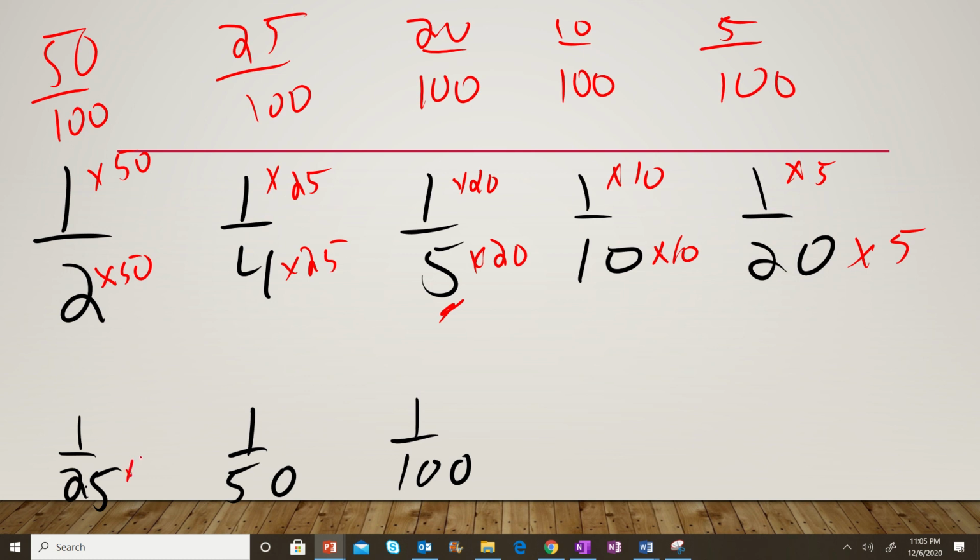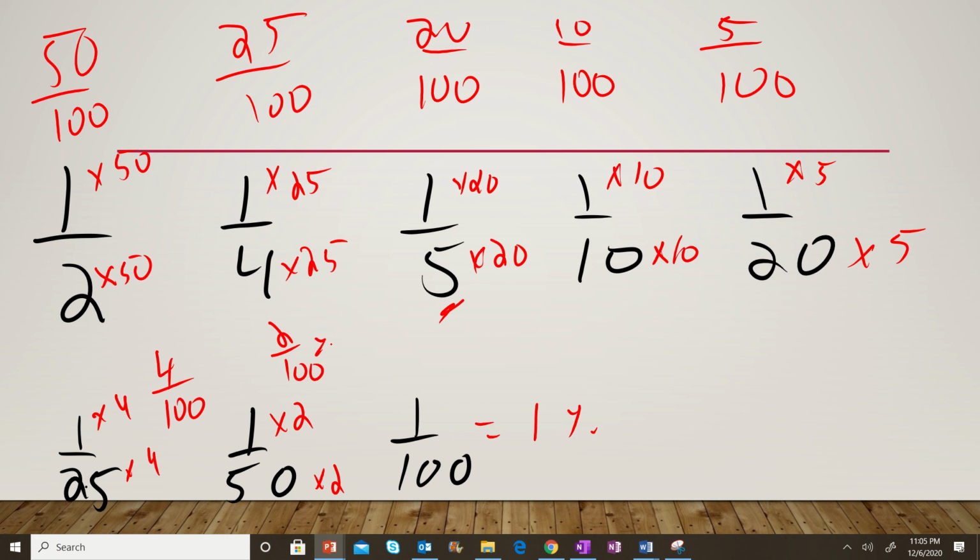Okay, 25. We're going to go times 4. We're going to get times 4 here, and we're going to get 4 over 100. 50. We're going to do 2 times 50 is 100, so we do times 2 here, and we're going to get 2 over 100. And finally here, it's 1 over 100, which is 1%.